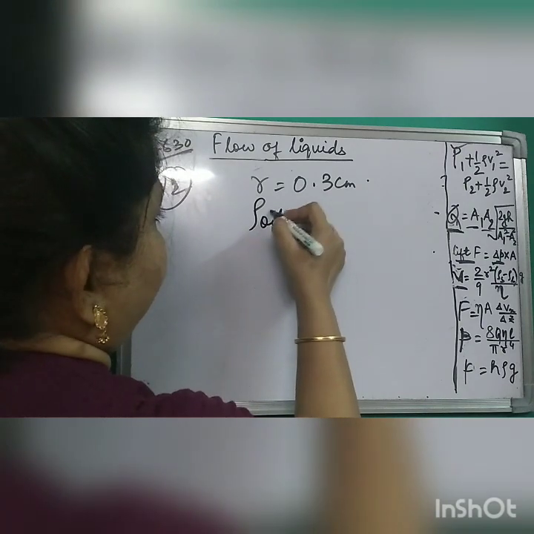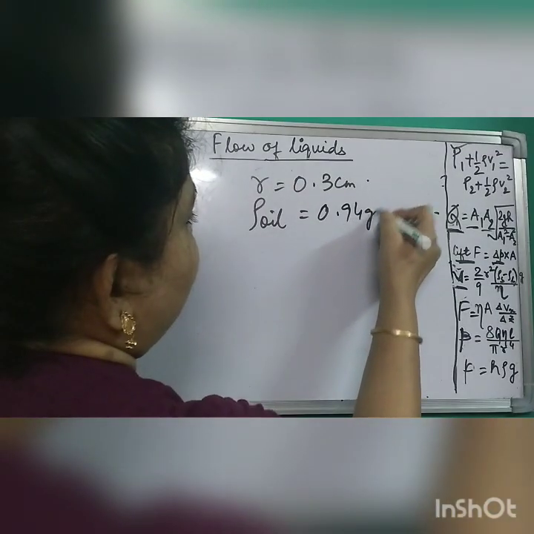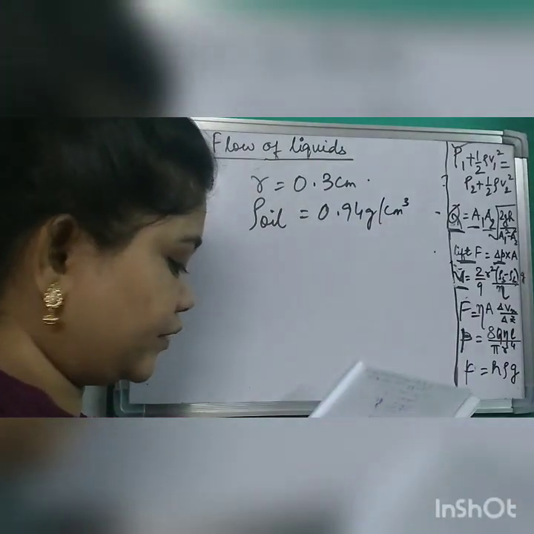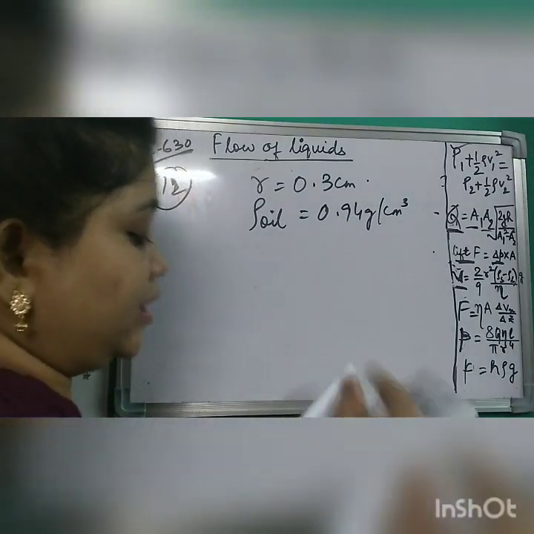Density of oil, what is the density? It is given as falling through a column of oil of density 0.94 gram per centimeter cube. Attains a terminal velocity.